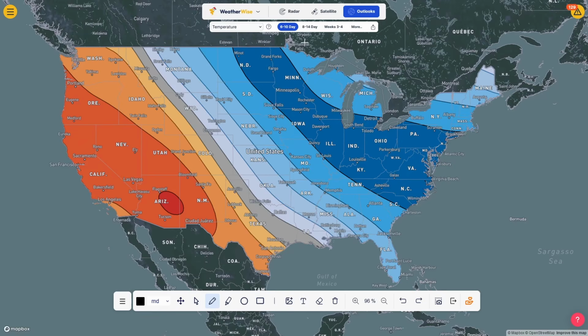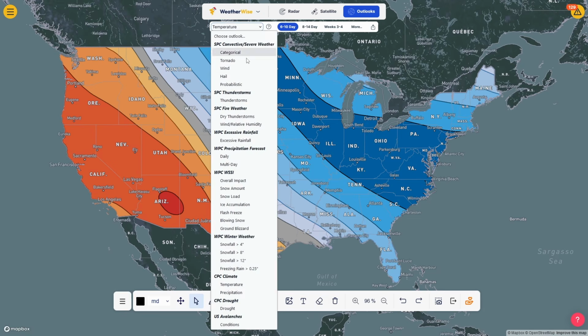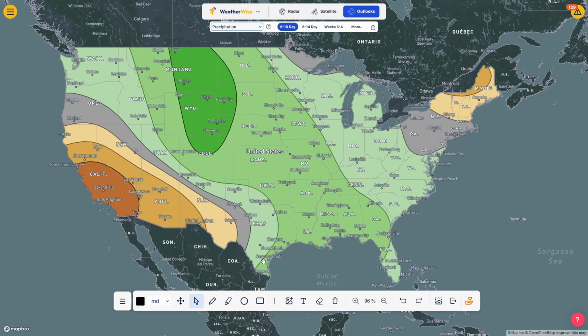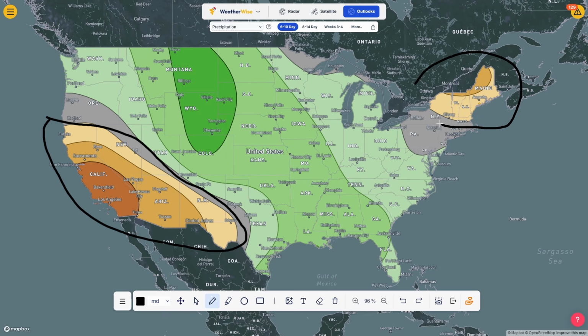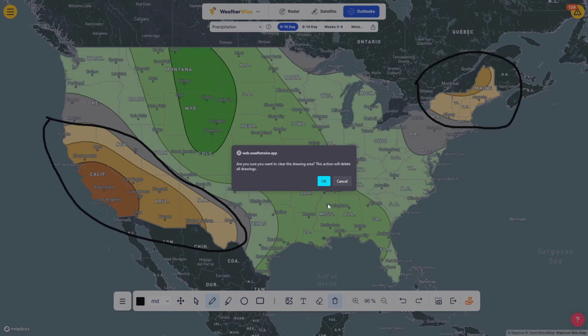And then we'll look at our 8 to 14 day temperature outlook here. Actually, we'll look at our precipitation outlook here. And so here we have our precipitation outlook, and as you can see, above average precipitation is expected into much of the United States, except for portions of the northeast and southwestern US here. And then this other area up here into the northeast could see below average precipitation, but the rest of the US could potentially see above average precipitation for that 6 to 10 day time period there.